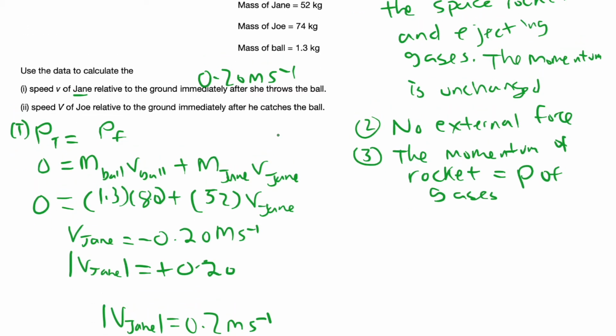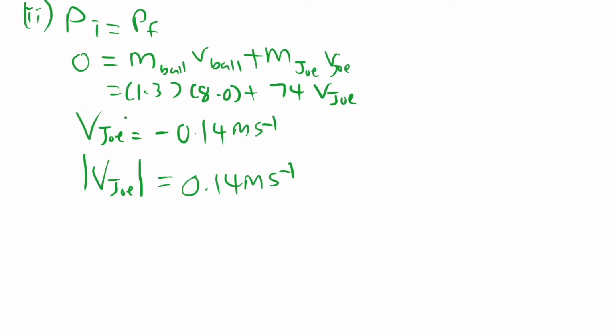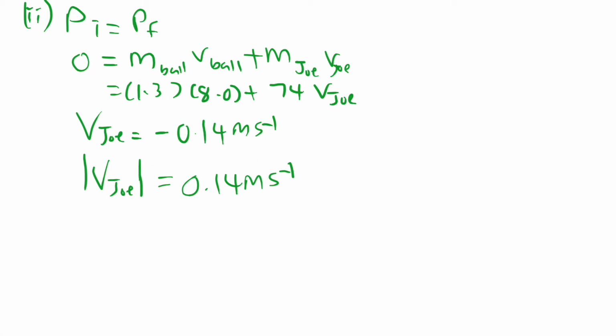Now you can find the speed of Joe relative to the ground. So I actually wrote it here. To calculate Joe's speed, you also apply conservation of momentum. So initial momentum is equal to final momentum. But here's the problem. In this part here, this is not the correct working. Why? Because here is not correct. So let me just redo this problem here.